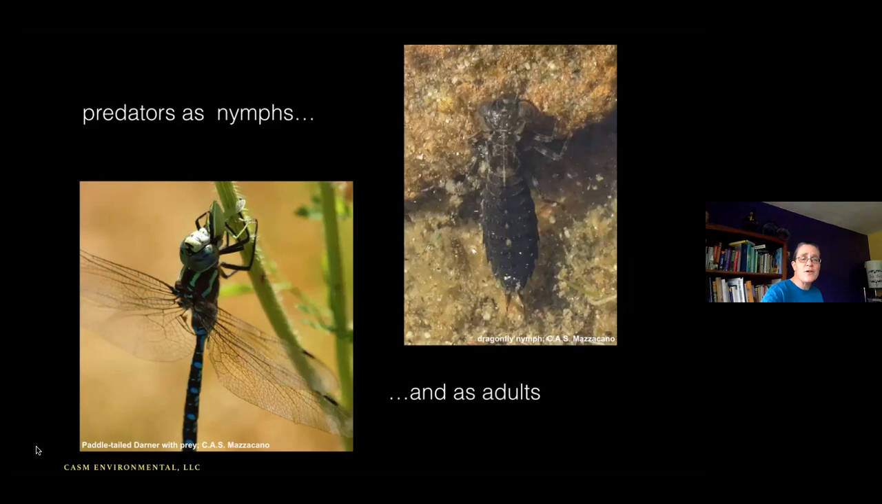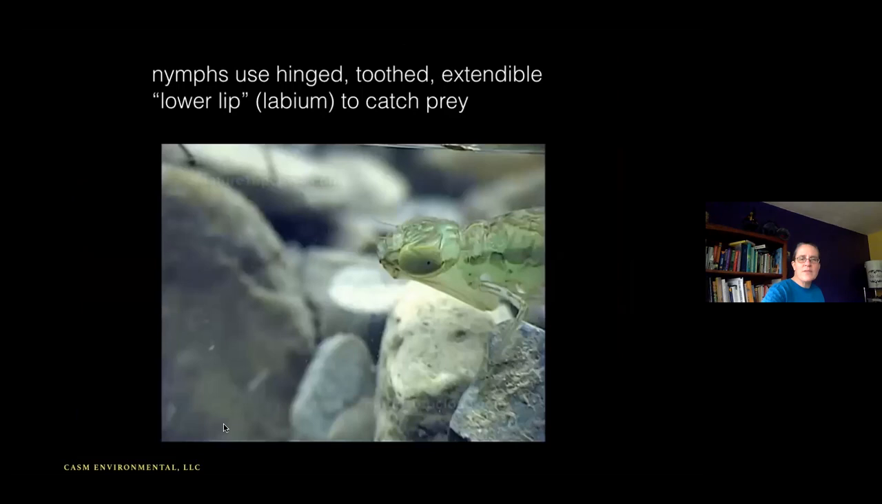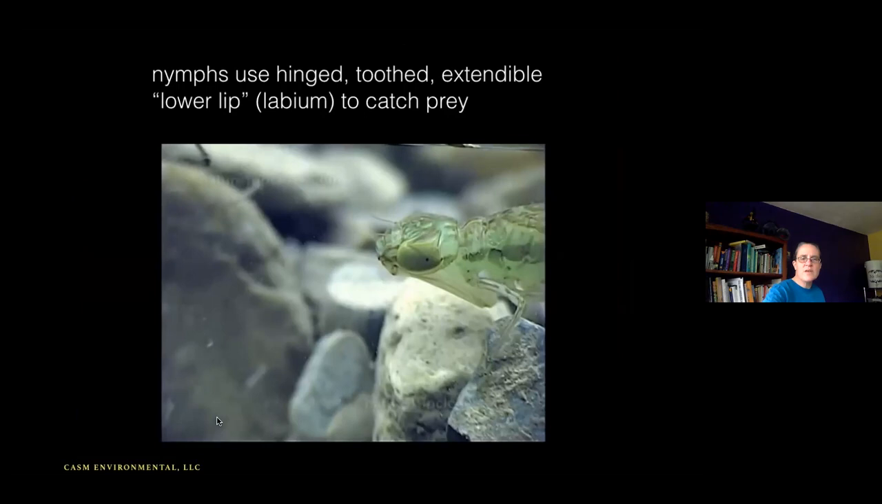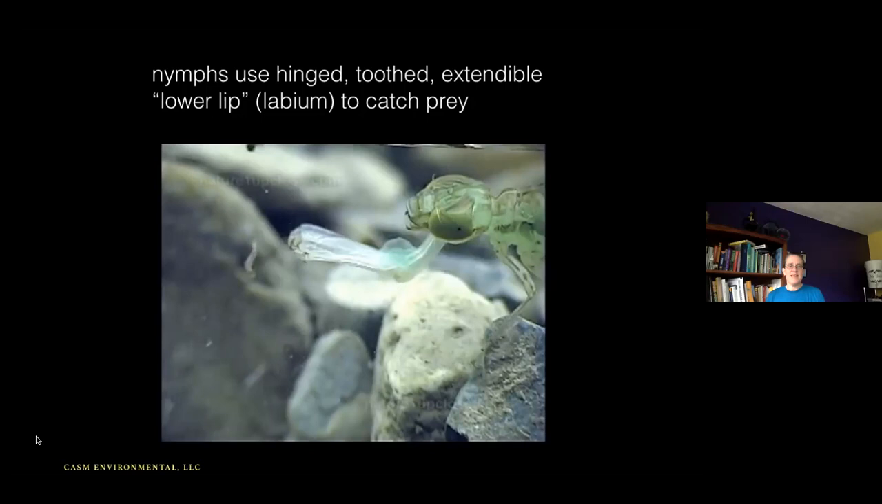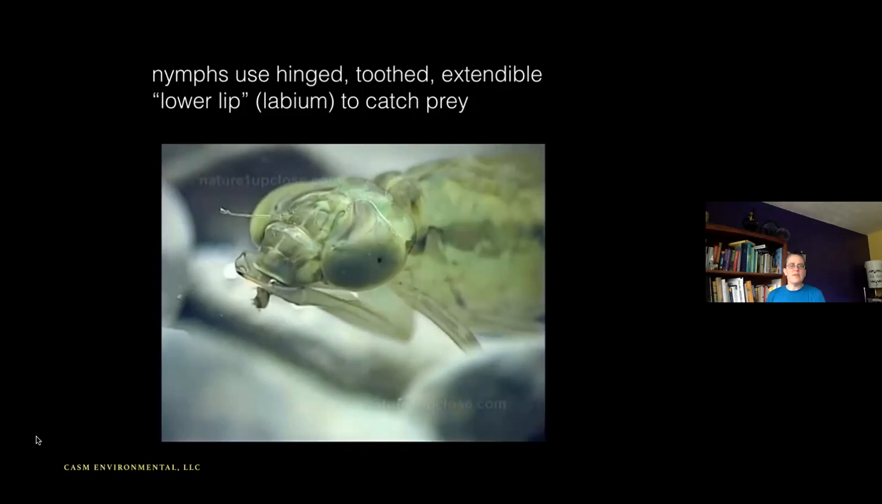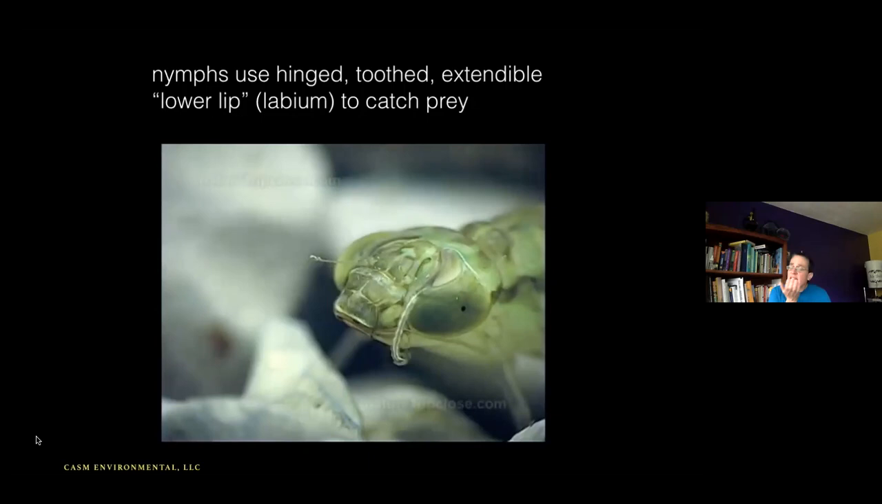So this video, which also has a voiceover, you'll play. This shows a dragonfly nymph. There's another kind of dragonfly larva where the underlip has been modified to work as a couple of piercing hooks that grab the victim and take it to its mouth. The structure you see shooting out from underneath the head is essentially that dragonfly nymph's lower lip. It is on a hinge, so it can be folded away under the body when it's not in use.